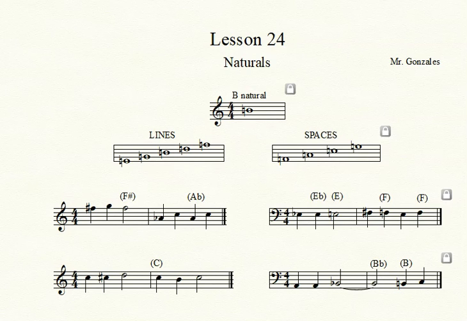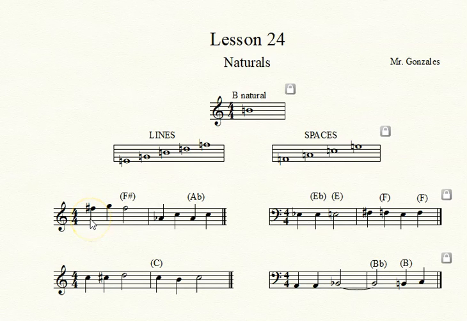When flat signs, sharp signs, or natural signs appear within a musical piece, they are called accidentals. An accidental sign affects the notes written on the same line or space following it for that measure only.